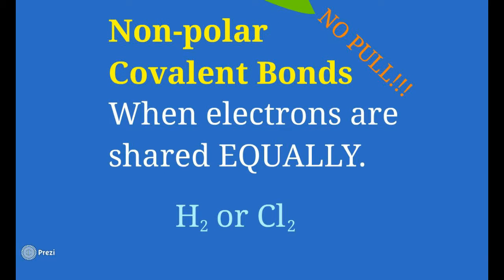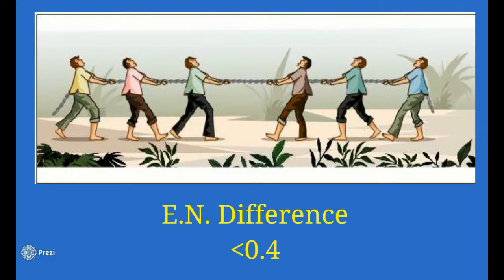So again, a quick review here. Nonpolar covalent bonds means no pull, when electrons are shared equally. In other words, one is not better than the other. It's actually perfectly 50-50. I always like to look at it as a tug of war. They're kind of balancing each other out. But remember, less than or equal to 0.4.